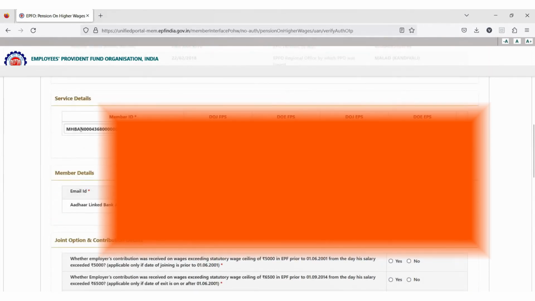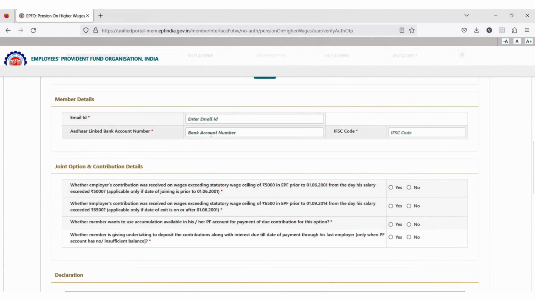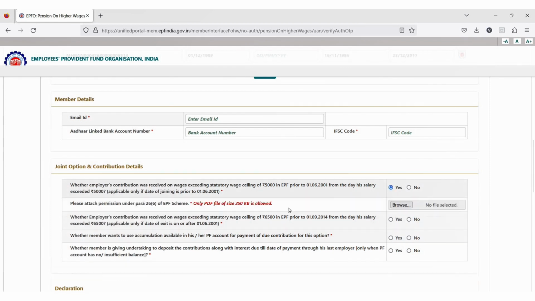Below this, you can see all your complete personal details. Please go through them minutely along with your service details. Type your email ID and Aadhaar linked bank account number and IFSC code in the place provided. Below this, there are 4 important questions and you need to click on yes or no for each question depending upon the individual case. If your answer is yes to each question, you need to attach the documentary proof for the same. The document should be in PDF format and the file size should not exceed 250 KB.